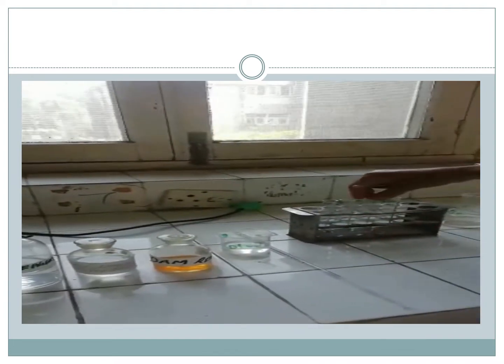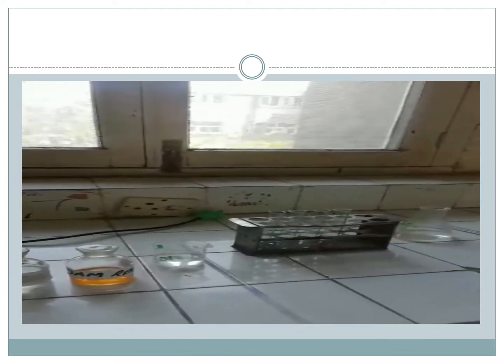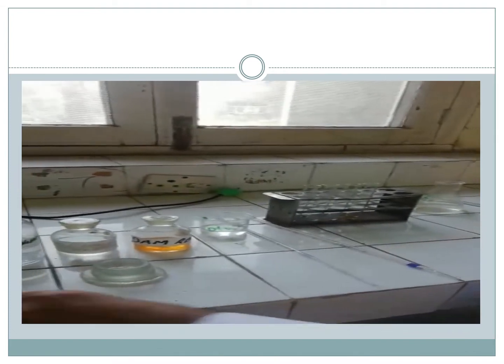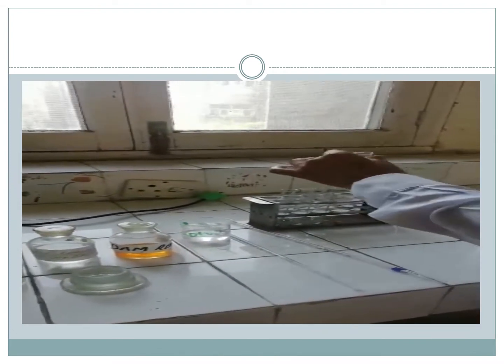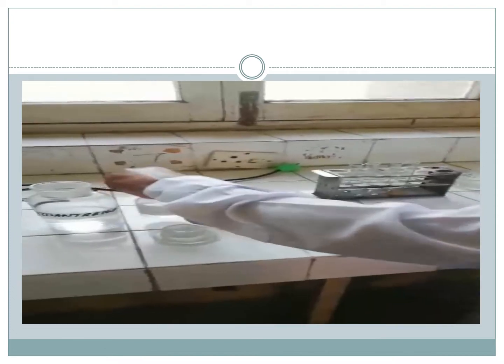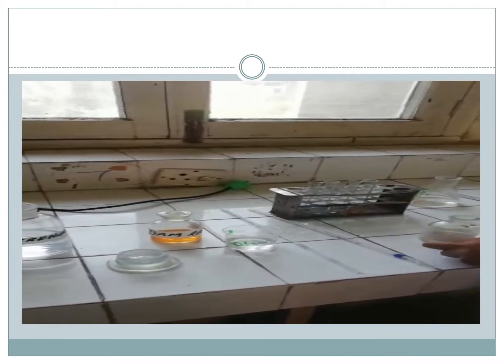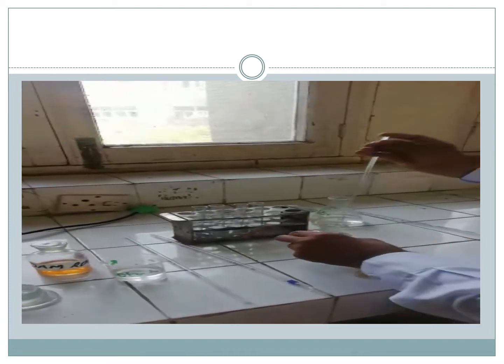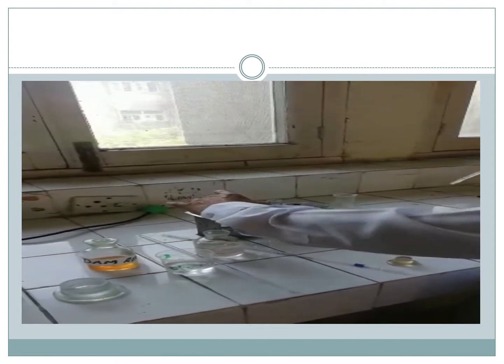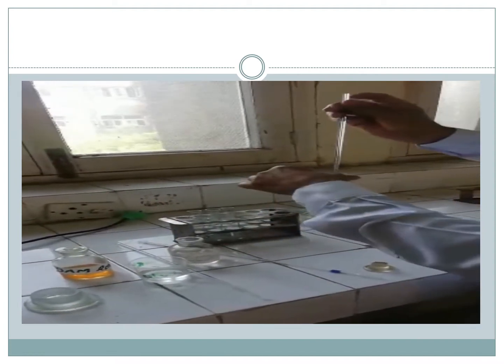Now take 3 test tubes and label them as S, U and B. With the help of micropipette, add 0.01 ml of distilled water in blank tube, 0.01 ml of standard urea in S tube, and 0.01 ml of serum or plasma in U tube, which is unknown.